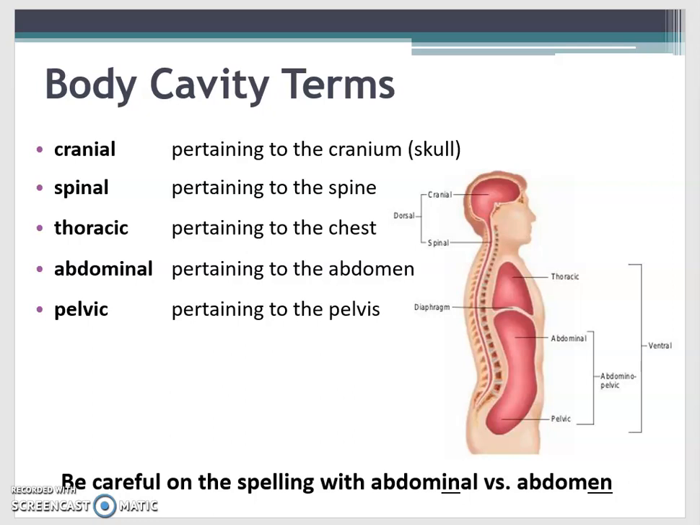So here you are. They are all pertaining to suffixes. There are your words. You can see how they've been used. These suffixes are specific to these body parts, so this is the way you're going to want to learn them. And another note at the bottom, be careful on the spelling between abdominal, which is the medical version, and abdomen, which is the common vernacular or the common language we would use.